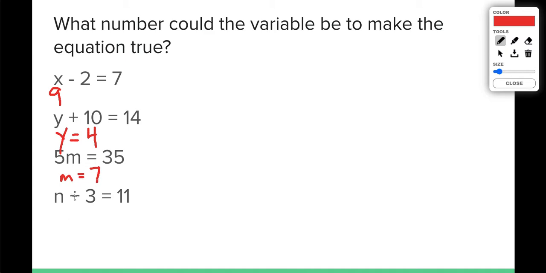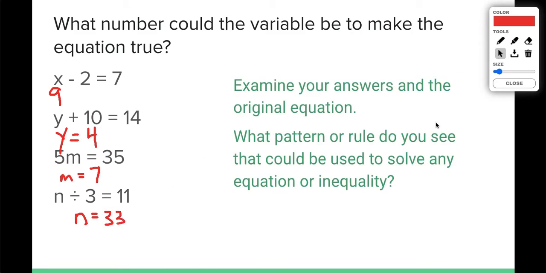And then n divided by 3 equals 11. What number divided by 3 would give us 11? 33. Look at our answers, and then look at the equation. Do you see a pattern or rule you could use to solve an equation or an inequality?